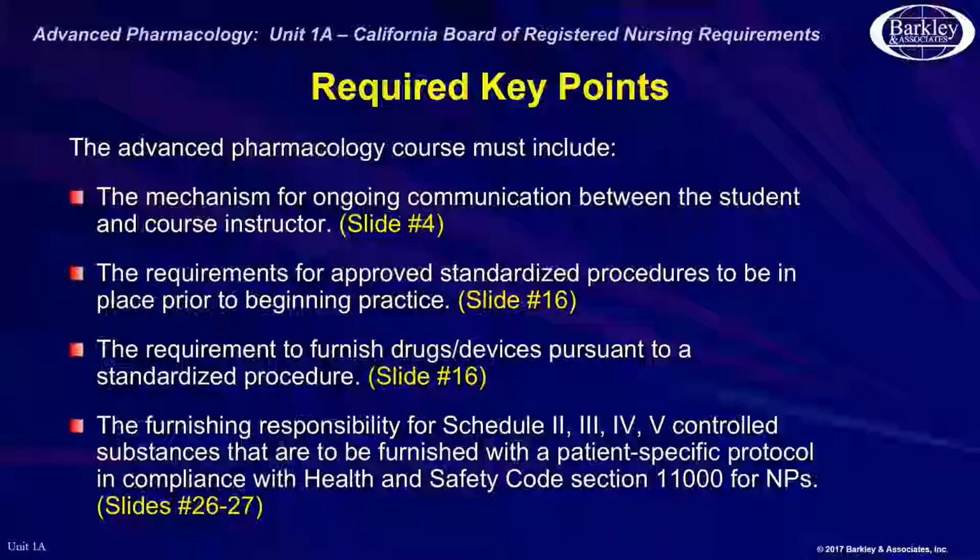The next key point we'll talk about will be furnishing responsibility and what furnishing responsibilities are around controlled substances in Schedules 2, 3, 4, and 5. Those have to have patient-specific protocols in compliance with Health and Safety Code Section 11000 for nurse practitioners. Those will be described in slides 26 and 27.